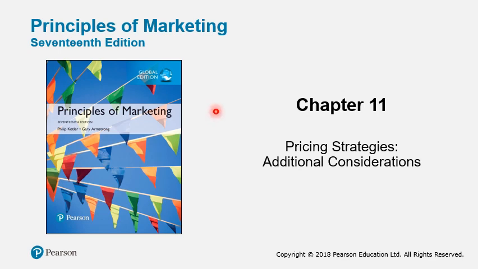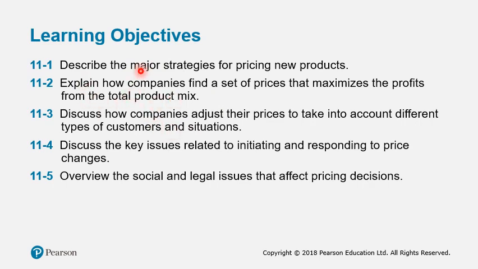Hi guys, so this is the second part of chapter 7, which will be chapter 11 in your e-textbook, which we're going to cover on the additional considerations in the pricing strategies. There are 5 learning objectives, basically first to describe the major strategies for pricing new products, and then explain how companies find a set of prices that maximizes their profit from the total product mix, and then discuss how companies adjust their prices. Number 4, we're going to learn the key issues related to initiating and responding to price changes. And lastly, an overview of the social and legal issues that affect pricing decisions.